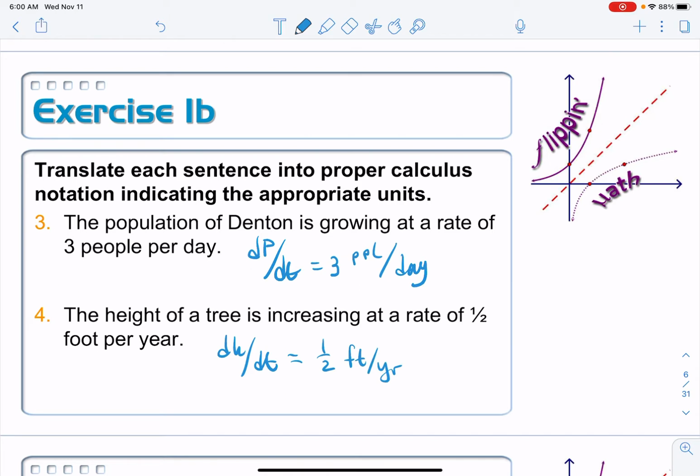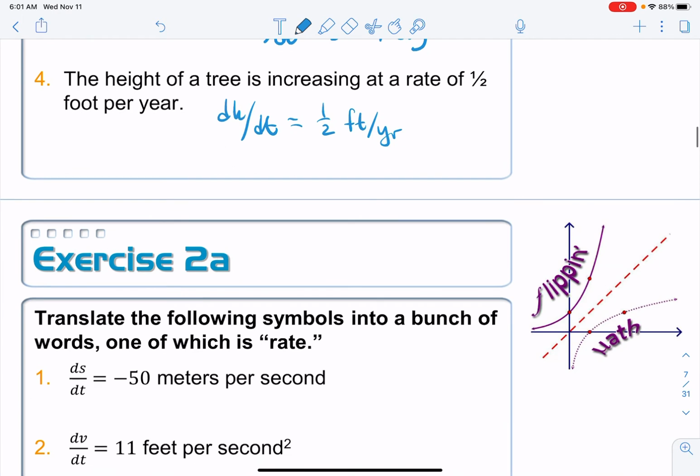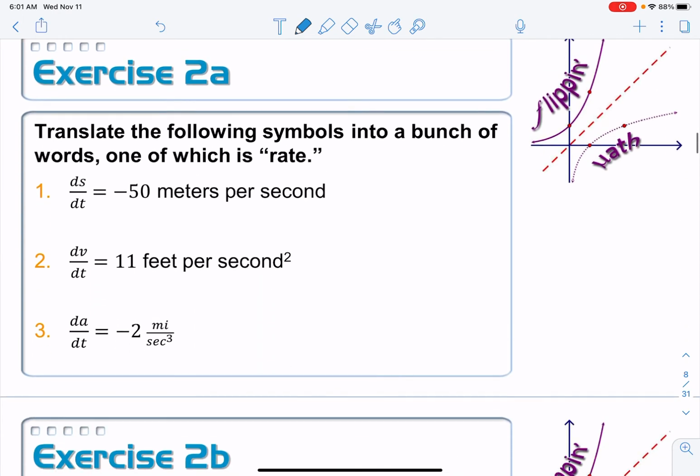All right, now the next thing that we're going to do is go in the opposite direction. We have the rate, and then we're going to try to translate that into some words. Because usually what happens is perhaps I have done all the calculus, I've plugged in my numbers, I've solved for the rate that it was asking for, and then I need to interpret my answer. Okay, so that's what we're going to do here. Translate the following symbols into a bunch of words, one of which is the word rate. And make sure that you highlight it, maybe in italics, maybe you bold it, maybe you throw some shadow behind it or something like that. The word rate should be in it someplace.